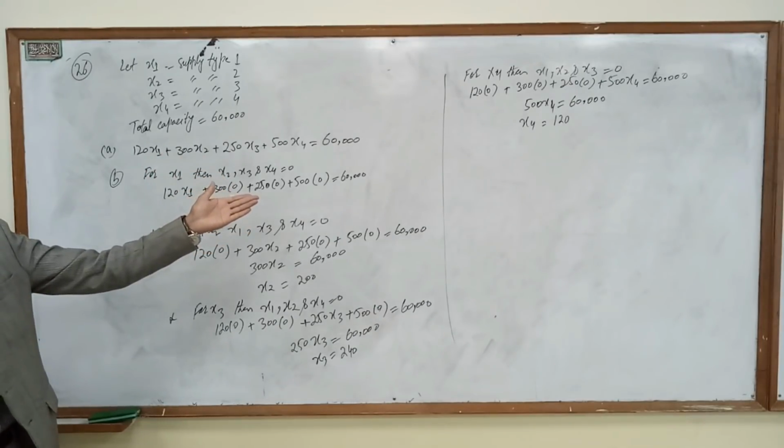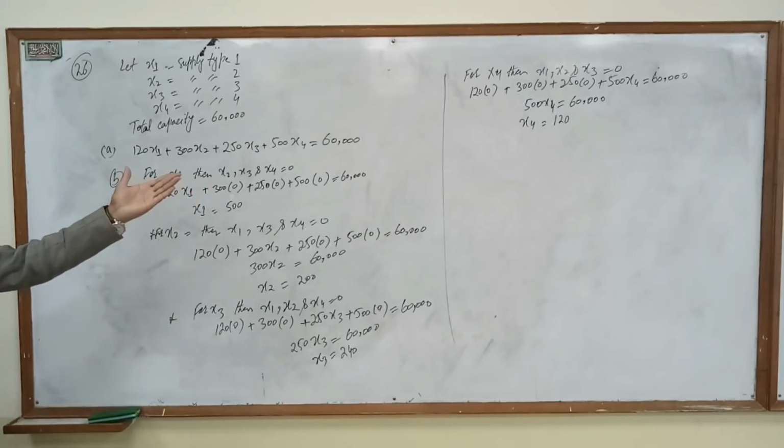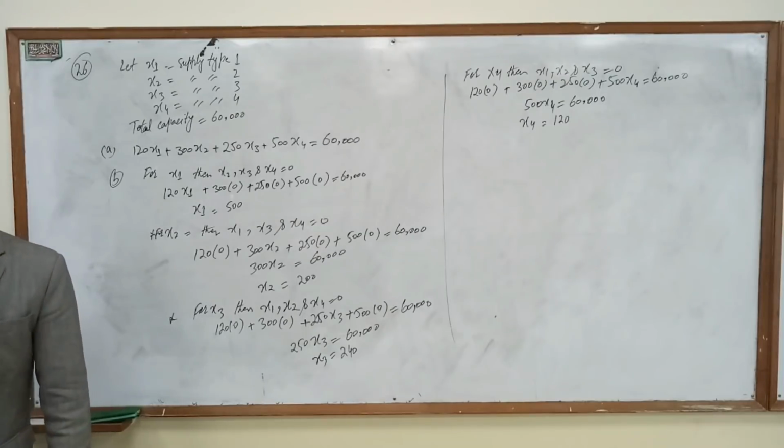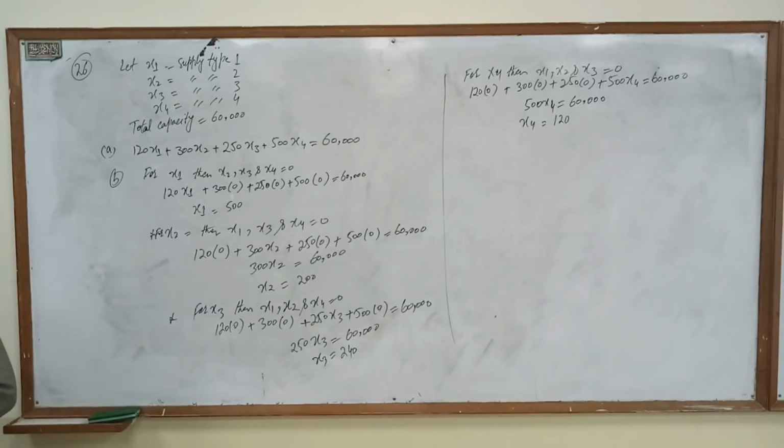In question number 27, the number of containers are in volume. The unit is in volume. You can solve it yourself. Okay?